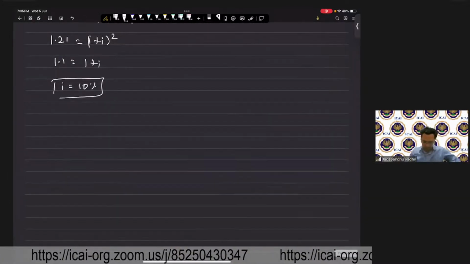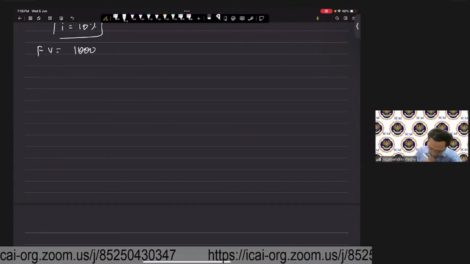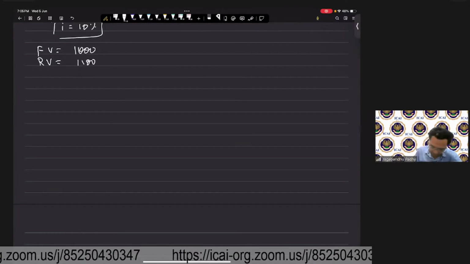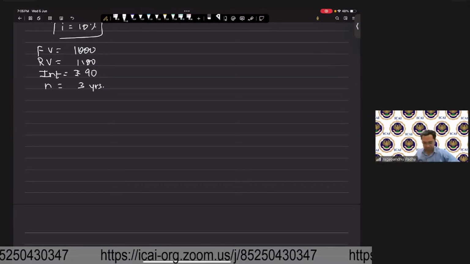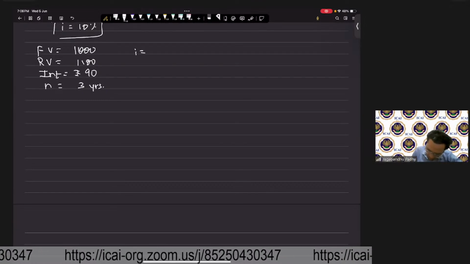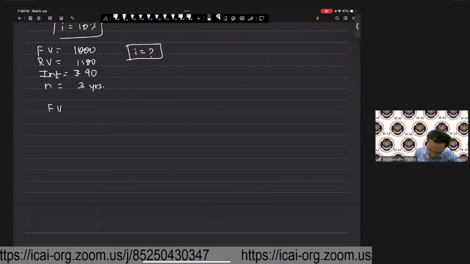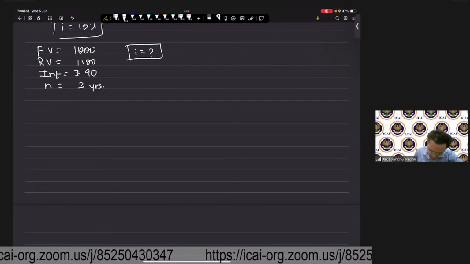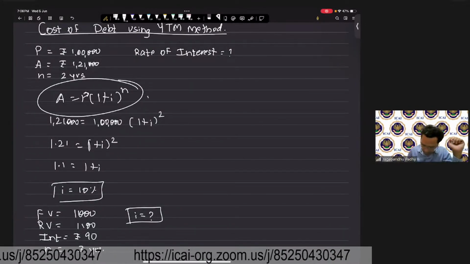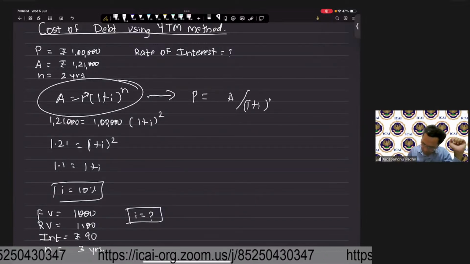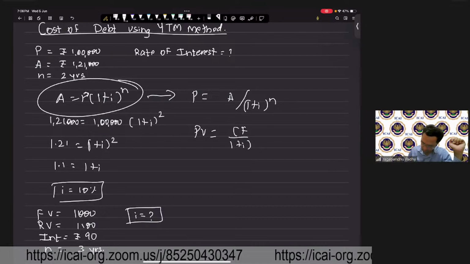Now, let's talk of a debenture with a face value of 1,000 and a redemption value of, let's say, 1100. Interest is, let's say, rupees 90, and the number of years is 3. We want to know the rate of return. Over here we stated that A is equal to P into (1 plus I) raised to N. That implies principal is nothing but amount divided by (1 plus I) raised to N. Or you can say present value is whatever future cash flows you are going to get, divided by (1 plus I) raised to N.